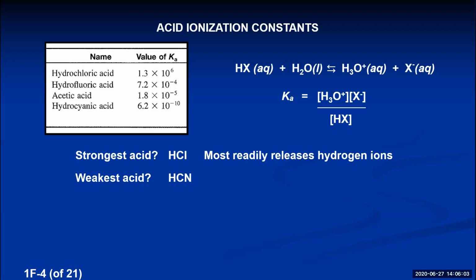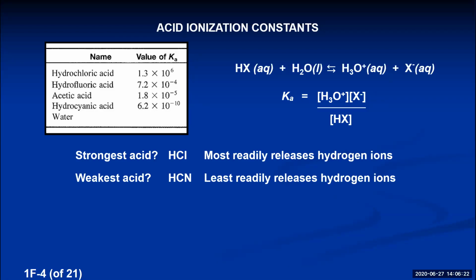What this means is the HCN molecules stay bonded together. Not very many of them break apart into hydronium ions and cyanide ions. So they are least readily releasing hydrogen ions. So therefore, the numerator in the Ka expression is really small and the denominator is really big.